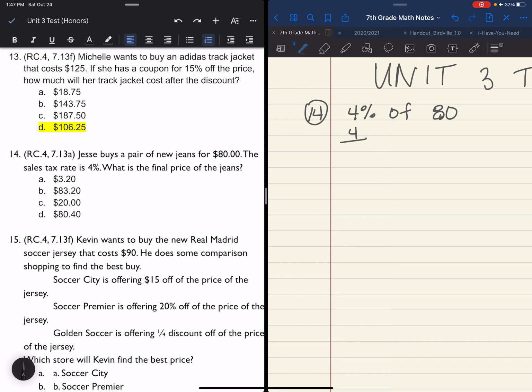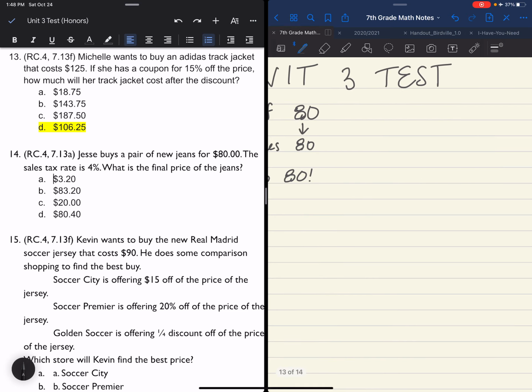I can do a proportion, or what I prefer to do is convert this. 4% we know is 0.04. We know of means to multiply. So I'm just going to do 80 times 0.04, or 0.04 times 80. Then I'm going to add it because tax is always an increase in price. We always add that to our original price of the item.